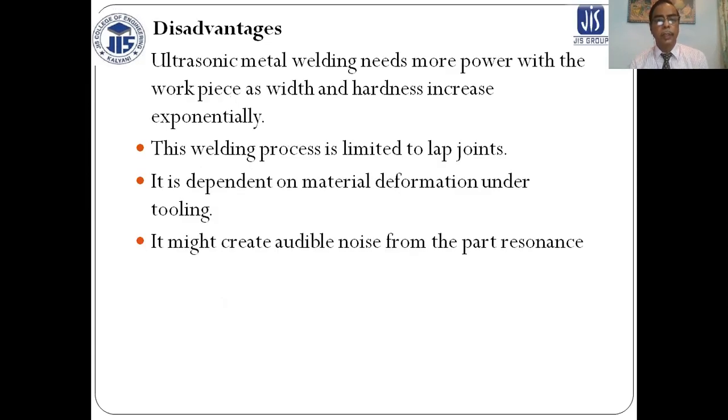Disadvantages: ultrasonic metal welding needs more power as workpiece thickness and hardness increase exponentially. This welding process is limited to lap joints. It is dependent on material deformation under cooling. It might create audible noise from parts resonance.